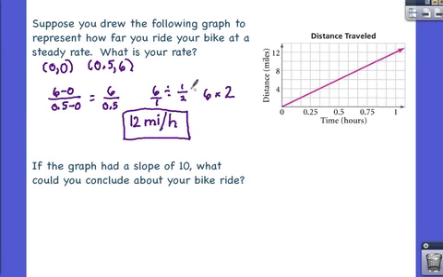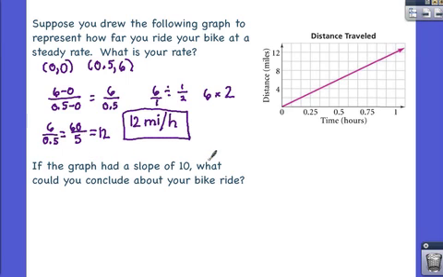Another option, if you didn't want to change this into a fraction and use the reciprocal, is starting from here, 6 over 0.5, you could multiply both the numerator and the denominator by 10 in order to get rid of this decimal, which would give you 60 over 5, or 12.